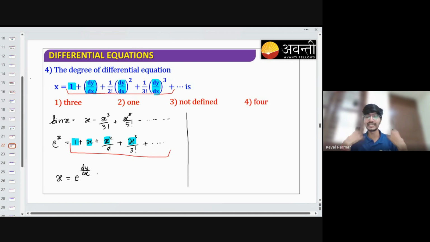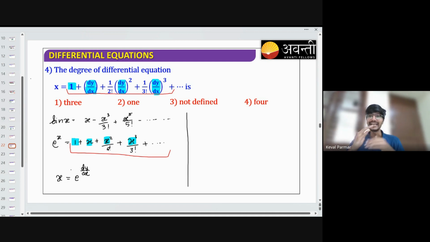And I had said that the differential coefficient will come in the exponential. Then the degree is not defined. But in this question, and there will be many questions such as this, just note that I can remove dy over dx from the exponential power. In this case only. In many cases, like the example we saw earlier, we cannot remove dy by dx from the exponential power. I will show you that example.